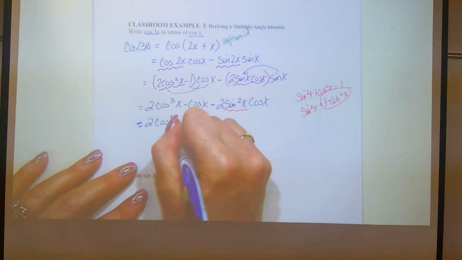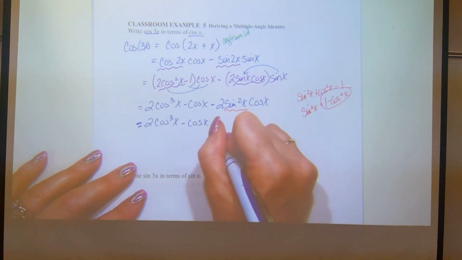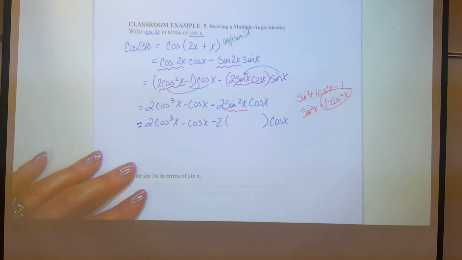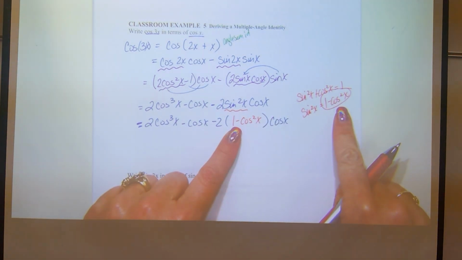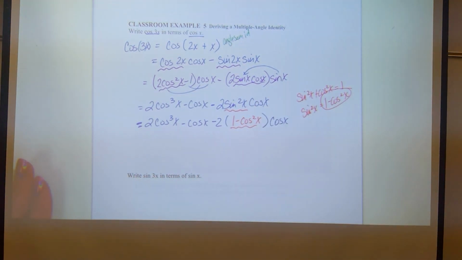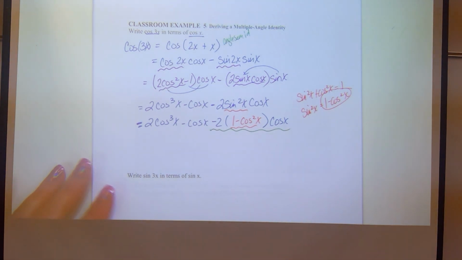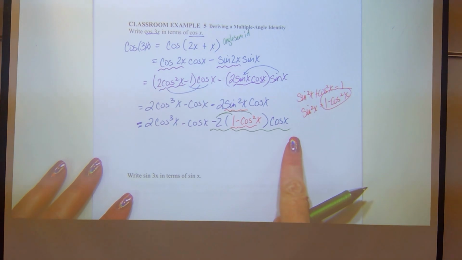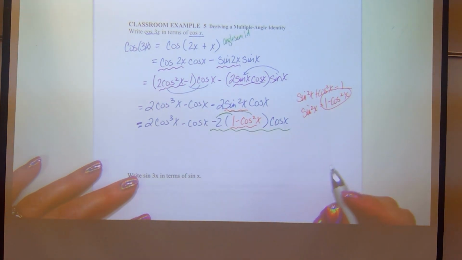2 cosine cube x minus cosine x minus 2 times, and then I'm going to substitute in 1 minus cosine square x because that's my substitution from the Pythagorean identity. And I need to do some more distributing because right here I got a lot of stuff I got to get multiplied together. I need to multiply in this negative 2, and then I need to multiply in that cosine x.